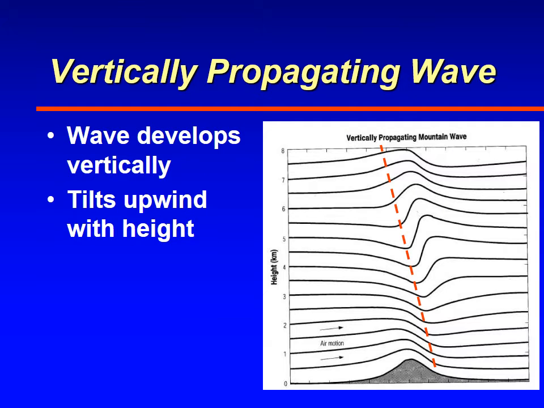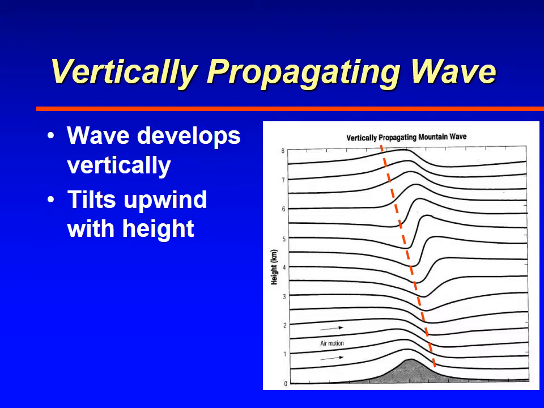So with a vertically propagating wave, the wave is much stronger or higher amplitude at higher altitudes than it is at lower altitudes. And in this diagram, you can see that the wave doesn't have much amplitude right above the mountain, but as you go higher through the atmosphere, in particular maybe about 5, 6, or 7 kilometers up, which is about 18 to maybe 20, 25,000 feet, you notice that the wave has a much higher amplitude.